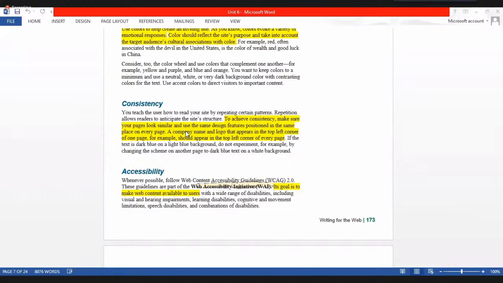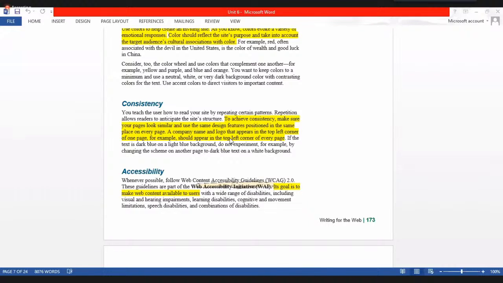pages look similar and use the same design features positioned in the same place on every page. So now see, every page has the same design. This is called consistency. It's not that on a certain page you have one design, and on another page another design. It's not like that, isn't it? Follow the same design on every page. So this is called consistency, right?